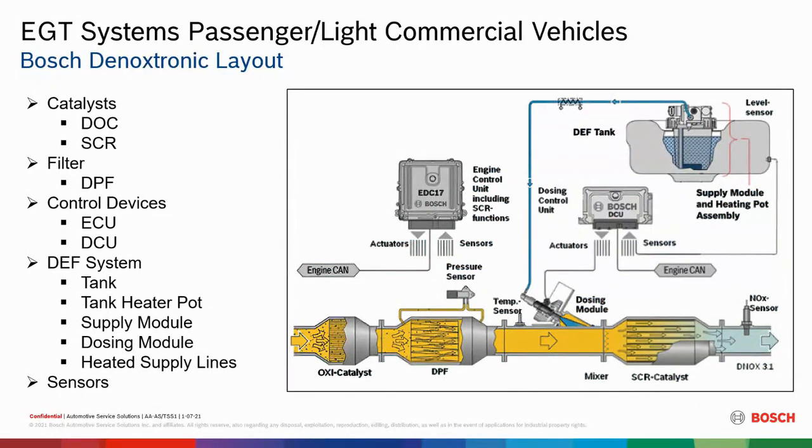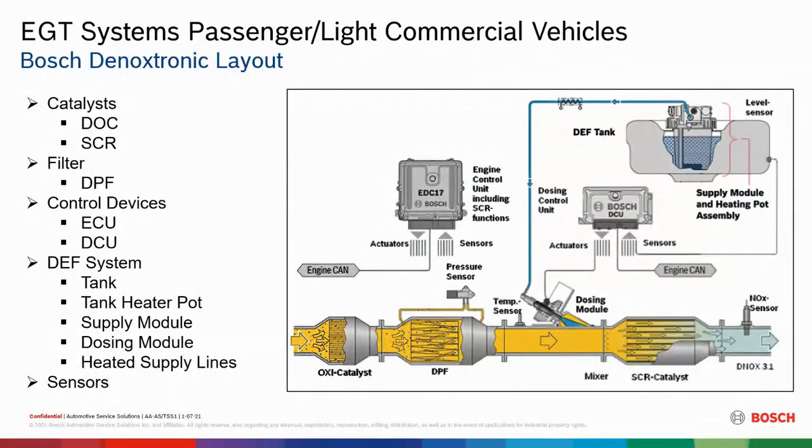The next thing is a filter, or diesel particulate filter. DPF is what we call it. That's a filter. It's like an air filter, oil filter. And guess what? It's got to be serviced or changed or replaced at some point in time. Control devices: ECU, DCU, so electronic control unit or engine control unit, some may call it, and the dosing control unit. Those two we'll talk about as we go through. The DEF system is going to consist of just a few parts we'll talk about: the tank heater pod, the supply module, dosing module, and heater supply lines. In order to thaw that DEF fluid out, unfortunately it freezes, so we're facing some other problems when we added this system on. And we'll talk about the sensors in the system as well.